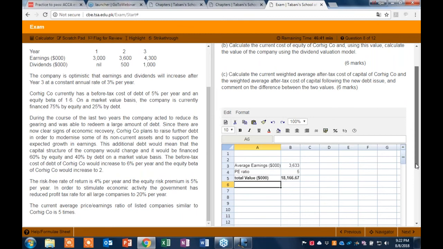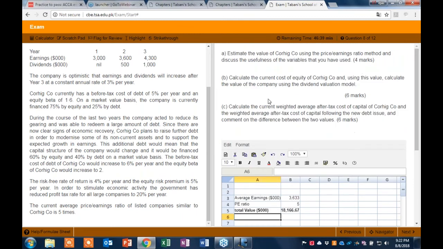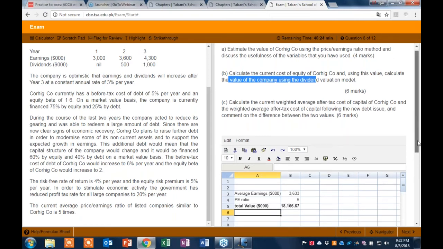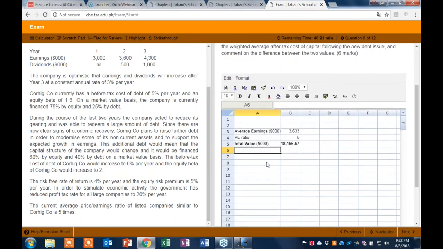So this was the value of the company using the price earning ratio. Now, it says calculate the current cost of equity of Correct company using this value. Calculate the value of the company using dividend valuation model. So now we have to use dividend valuation model.